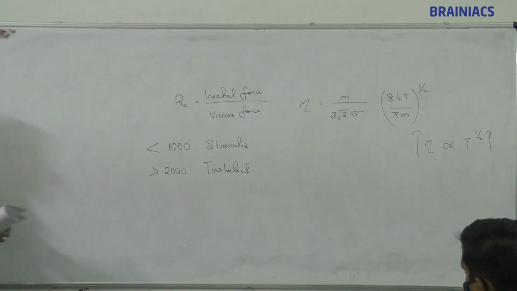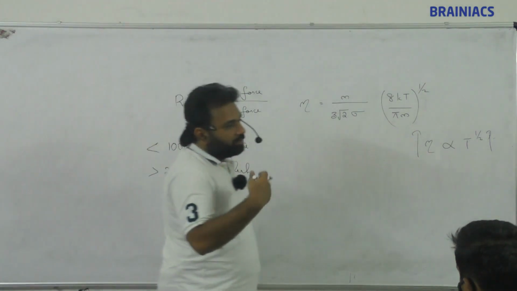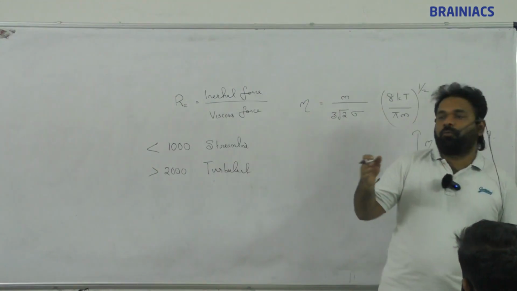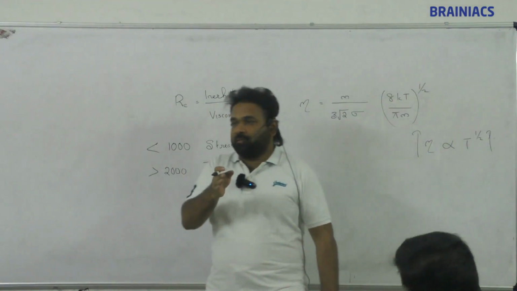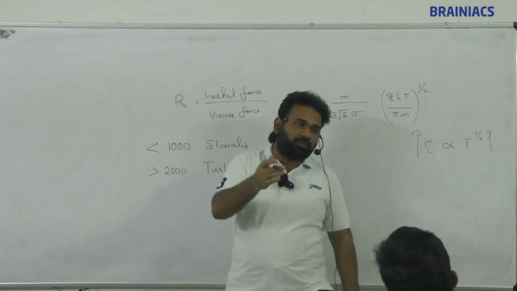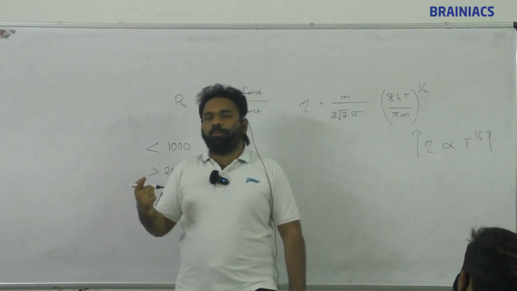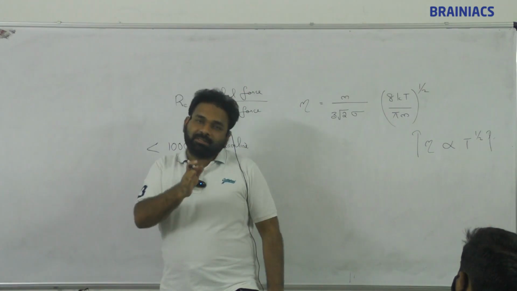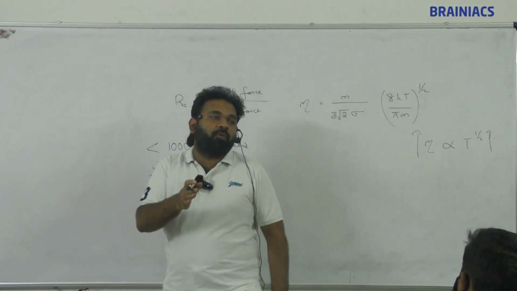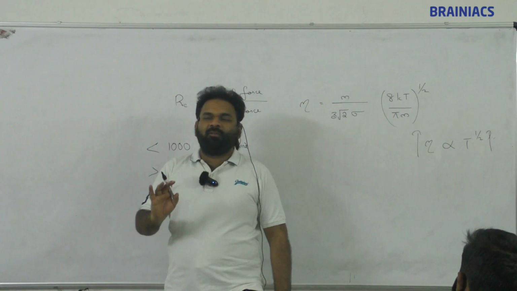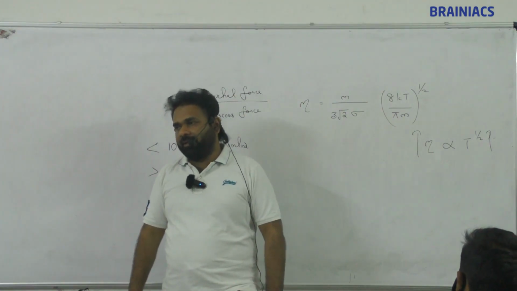Okay, children, so if the velocity of this flow changes, we are increasing the velocity of flow. Say for example, if we are increasing the velocity of flow, at a certain point what will happen? This streamline or laminar flow will become turbulent. So that velocity is called the critical speed, critical velocity.